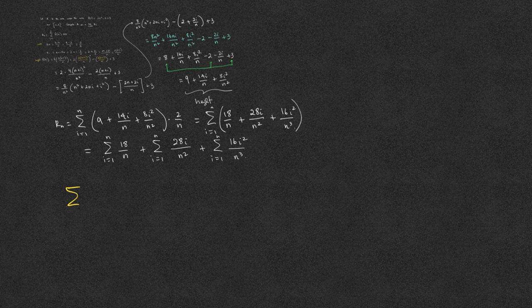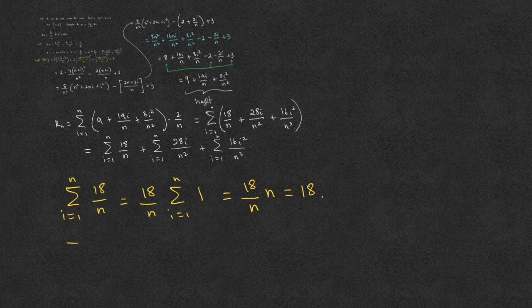First, the sum as i goes from 1 to n of 18 over n is 18 over n, the sum as i goes from 1 to n of 1, because 18 over n doesn't depend on i. But the sum of 1, n times, is n times 1, so this sum is simply 18.